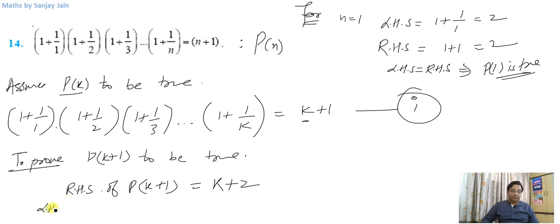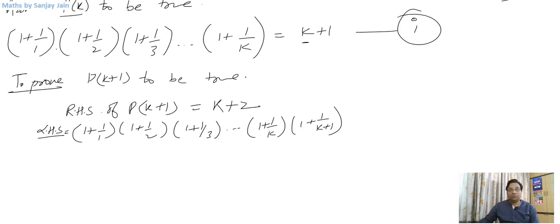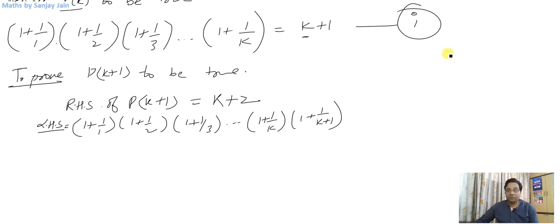By working on the left hand side of P of k plus 1, which is (1 plus 1 over 1)(1 plus 1 by 2)(1 plus 1 by 3), and so on, (1 plus 1 by k). What will be the next term? 1 plus 1 over k plus 1, right? This is the left hand side. And what will I use to do all these manipulations? I will use this P of k, right?